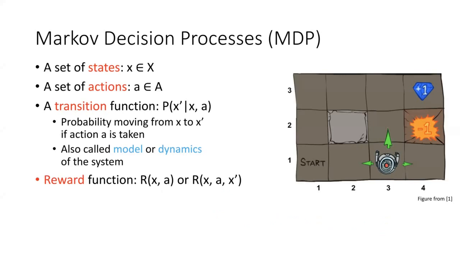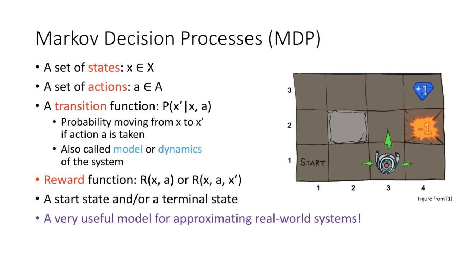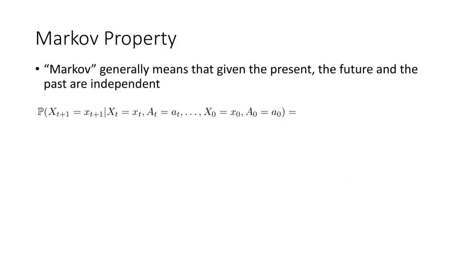I mentioned the reward function, and the reward will depend on the state and the action. In some formalisms, you will see that the reward will depend on the current state, current action, and the next state. But this is the formalism that you typically see: the reward will depend on the current state and current action. And typically in this problem, you have a starting state and a terminal state. This is a very useful model for approximating real world systems.